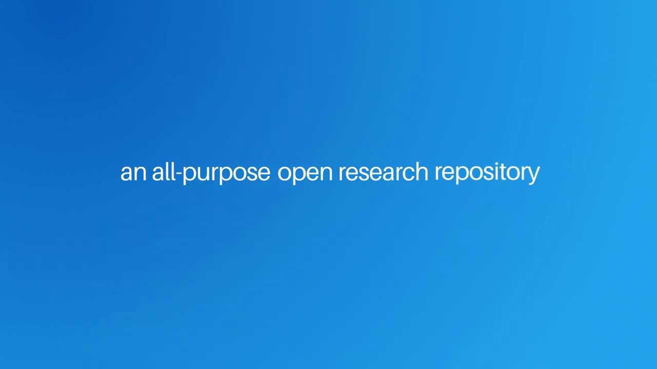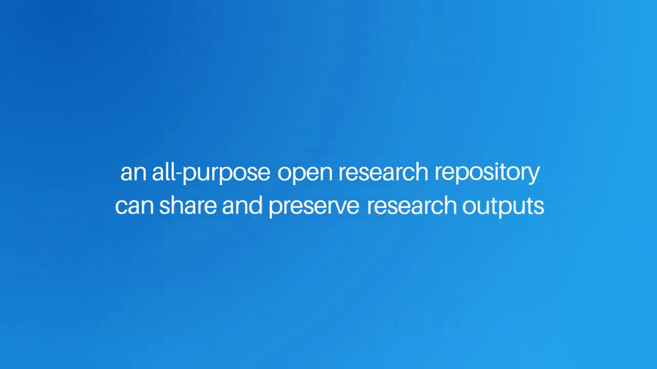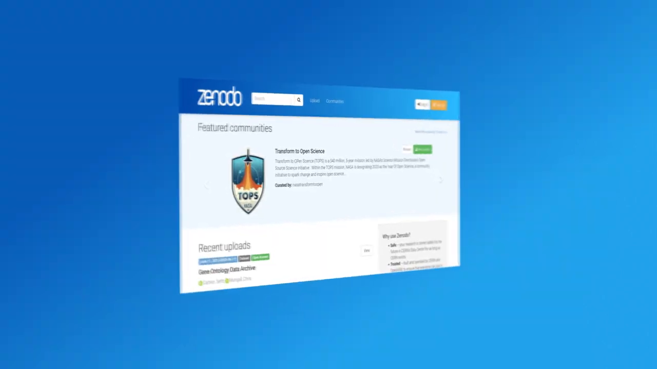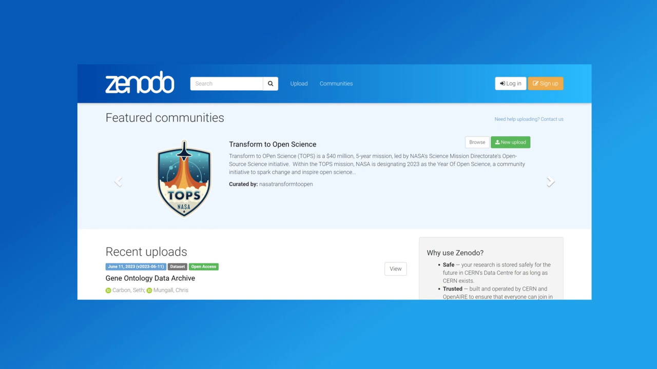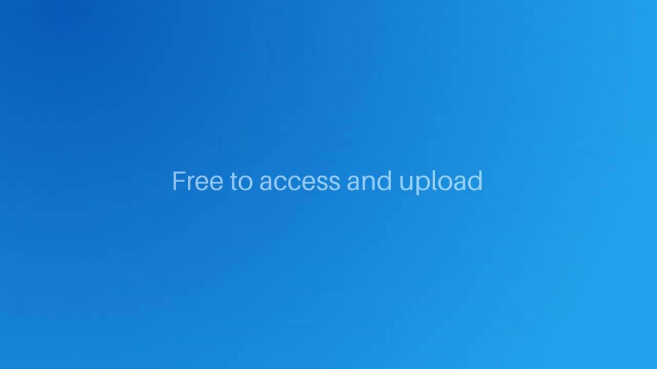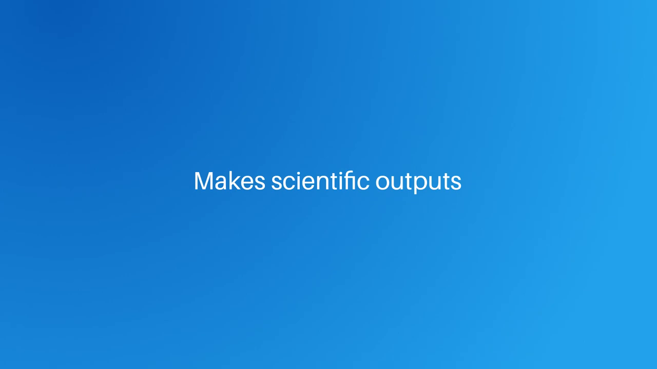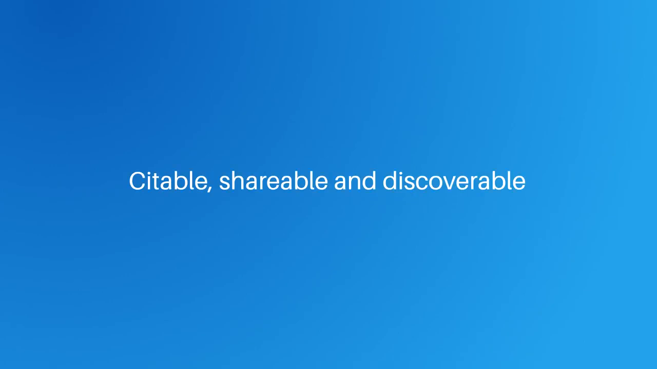Zenodo is an all-purpose open research repository by OpenAIRE and CERN to share and preserve their research outputs regardless of size and format. Its clear web interface is easy and free to access. Free to access and upload, Zenodo makes scientific outputs of all kinds citable, shareable, and discoverable.